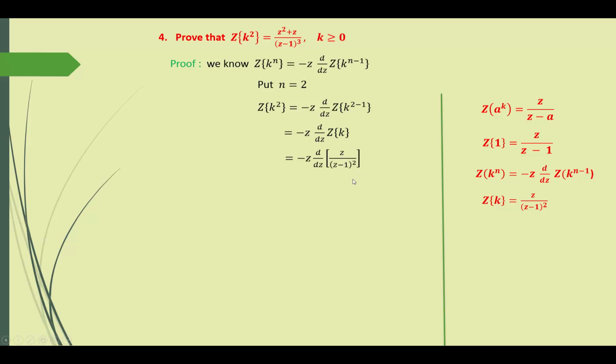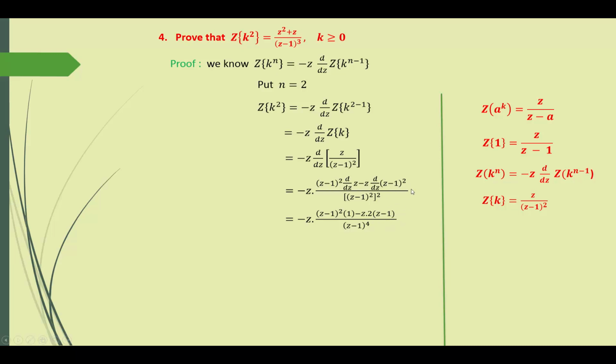Here apply the u upon v formula. So minus z, by using the u upon v formula, (z minus 1) square into d by dz of z minus z into d by dz of (z minus 1) square, upon [(z minus 1) square] square. By using the u upon v formula of derivative, equal to minus z into [(z minus 1) square. Now d by dz of z is 1, minus z into d by dz of (z minus 1) square is 2 into (z minus 1) in the other bracket 1 minus 0.